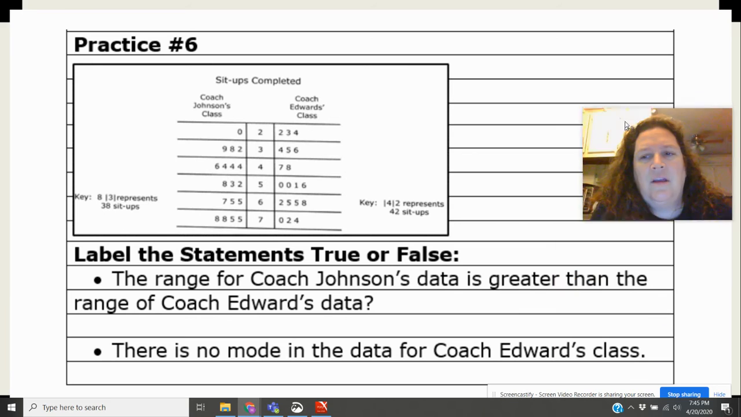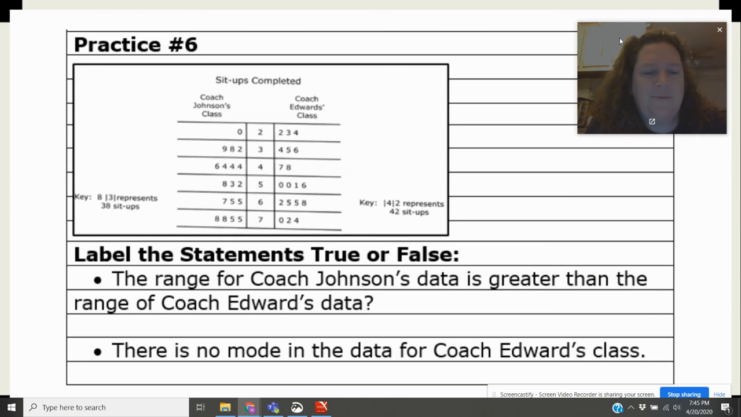All right, let's look at practice problem number 6. It says label the statements as true or false. We're looking at a sit-up competition. Now this is actually a star picture, okay? This is what's called a double stem and leaf. So as you can see, we've got Coach Johnson's class and we have Coach Edwards' class. And they're competing in sit-ups, okay?